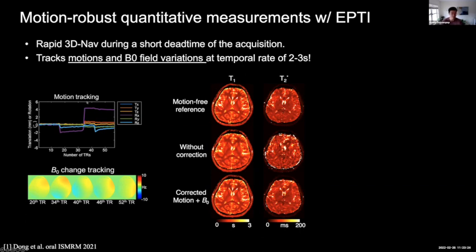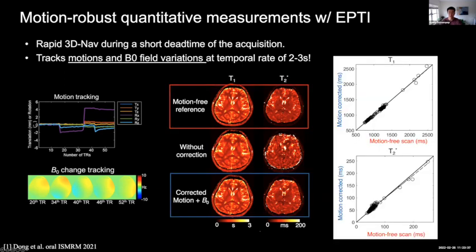Now, if we track this motion and B0 and incorporate it retrospectively into our reconstruction, we can recover the nice T1 and T2 star maps, compared to the motion-free one, looking at different brain regions. And you can see here that we have high repeatability across the motion-free and the motion-corrupted one that has been corrected, showing good motion robustness.